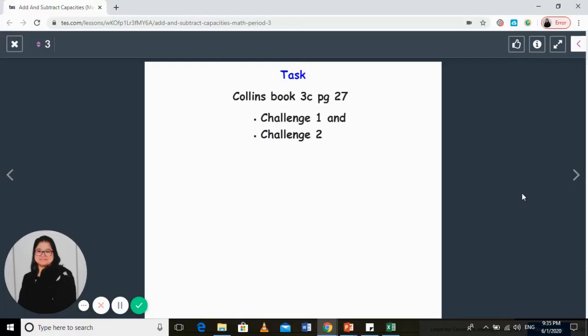Now let's take a look at the task that you have to complete. You have to go to Collins book page 27 and do challenge 1 and challenge 2. You can select to do it in the textbook itself, or if you wish to use the notebook, you can do it in your notebook. After you are done, go to the next screen, check the answers, do a self correction, and then click a picture and upload it on portfolios.